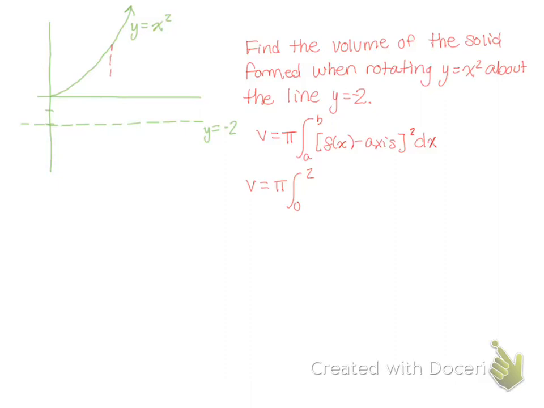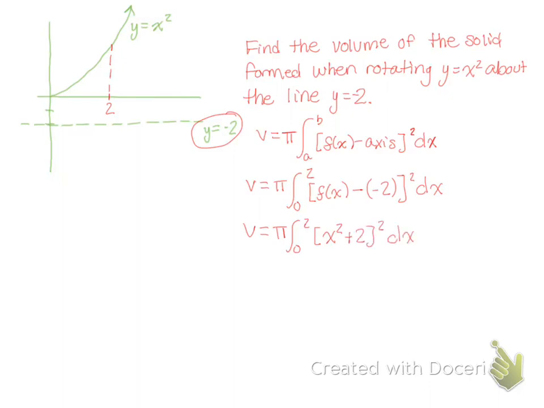Sorry, I don't have that labeled there. And we're going to look at f of x minus, well, this is the axis that I'm rotating around, so -2 squared dx. So simplify, you get x squared plus 2 squared dx. And if you punch that into your calculator, you should get 376 pi over 15. I'm not sure what that is in decimal form.